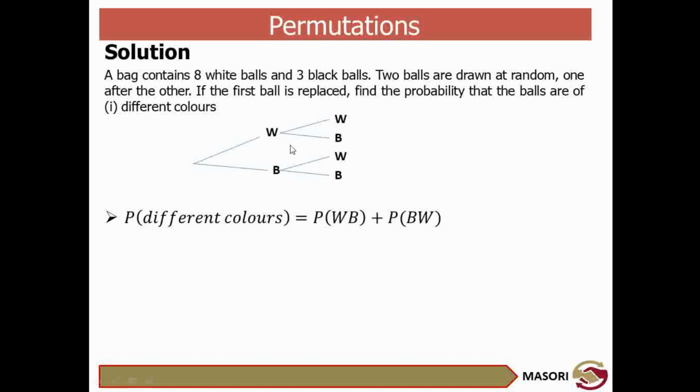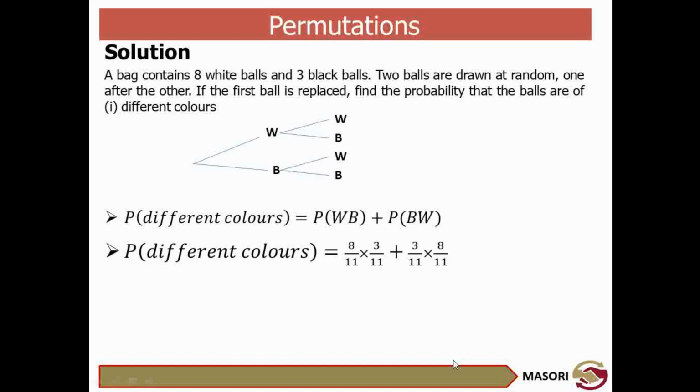The probability of us picking the second ball being white is 8 over 11 because the ball was replaced, so we still have 11 balls. So it will be 8 over 11, and the probability of us picking a black ball, given that the first one was white, is 3 over 11. The probability of us picking a white ball, given that the first was black, is 8 over 11. And the probability of us picking a black ball, given that the first one was black, is 3 over 11.